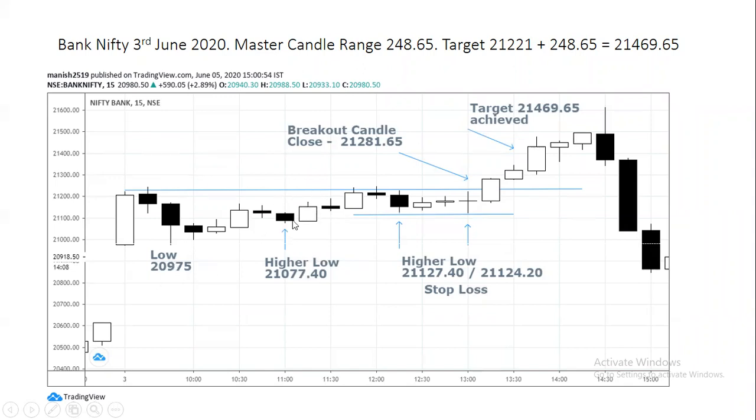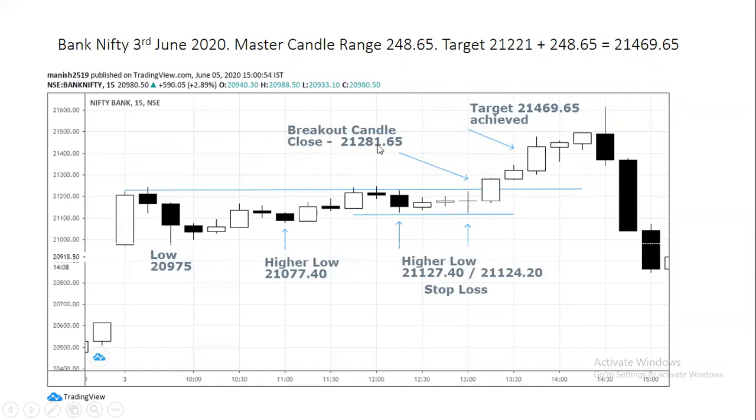From here, you can see again price went up, again it fell in two candles. Look at the low of this candle, 21,127. Now, this is the new higher low. After this candle, price went completely sideways. Low of this candle, 21,124. Now these two values you can see they are almost same. And finally breakout. Breakout candle closed at 21,281.